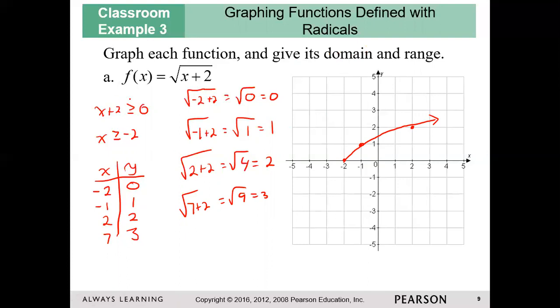You know that your domain is going to be x is greater than or equal to -2, so the domain is going to be from -2 to infinity. And then your range, you can pick up from your graph, you know that your minimum value is 0, and it's heading all the way to positive infinity as well, right? So there's example 3 on how to graph these radical functions and figure out the domain and range from the graph.